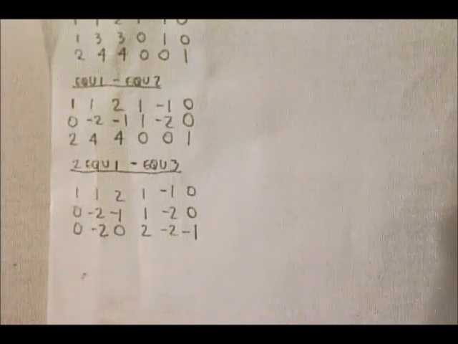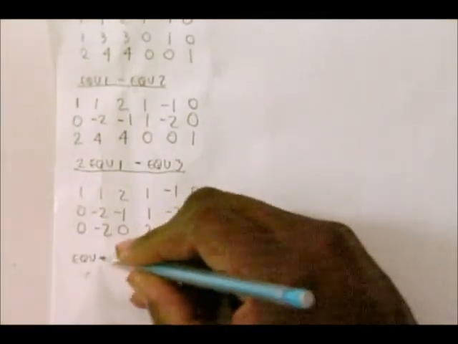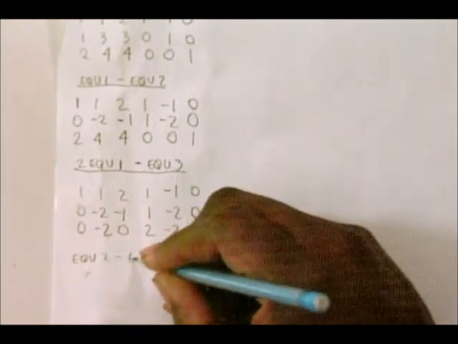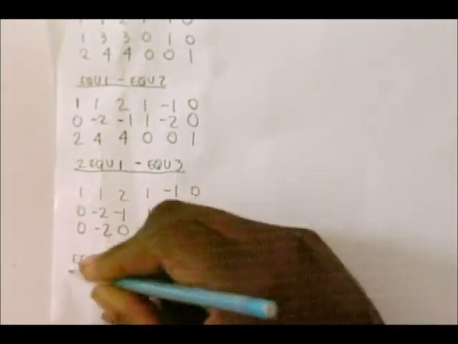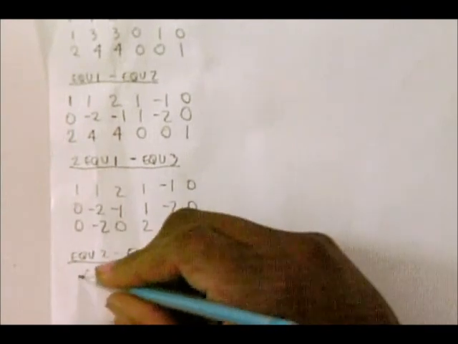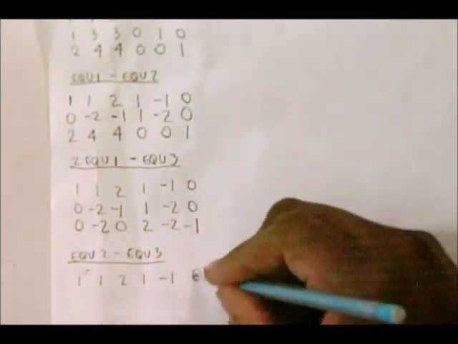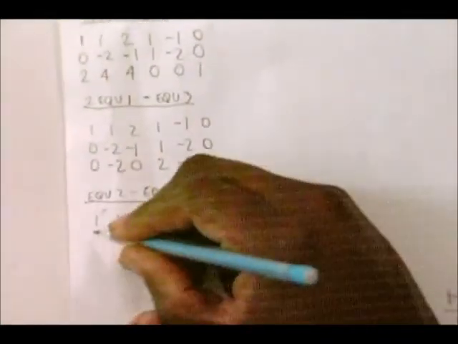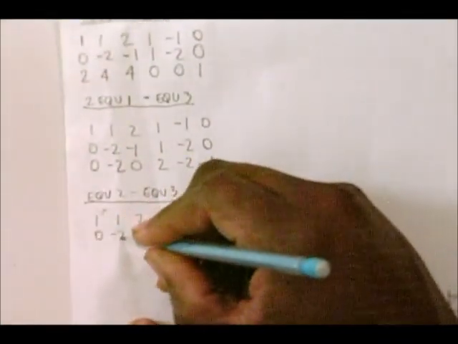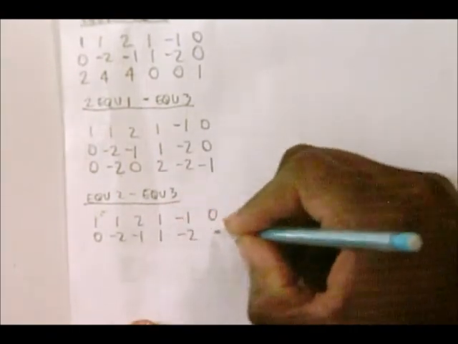So let's go through that process. Let's go ahead and do that. All right, so we're going to take equation or row 2, subtract equation or row 3. All right, so let's keep the top row the same. We got 1, 1, 2, 1, negative 1, 0. Let's keep the second row the same. 0, negative 2, negative 1, 1, negative 2, and 0.